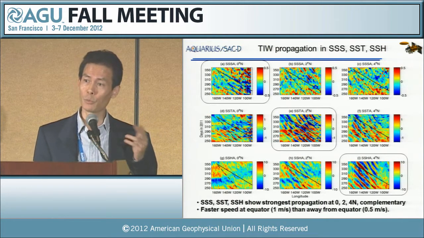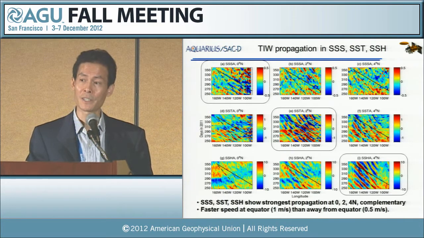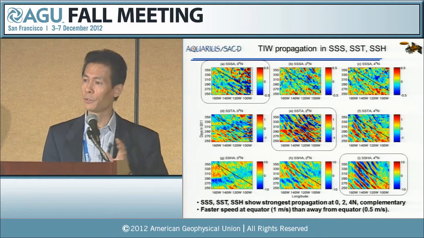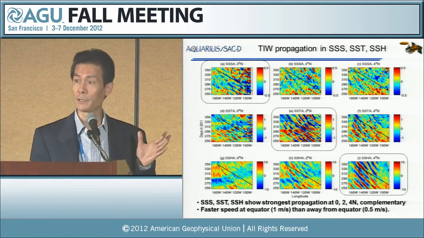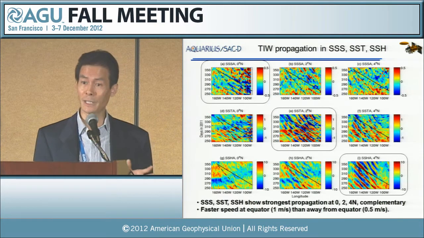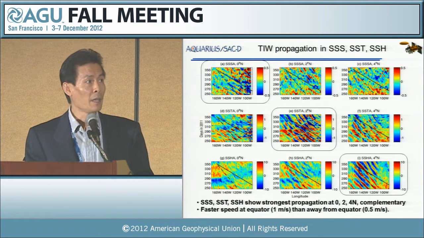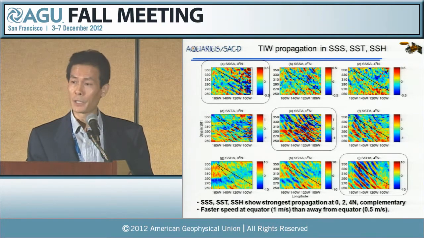So I want to make 2 points with regard to this slide. Point number 1 is that the different satellite sensors are complementary for observing different aspects of the TIW. As I just pointed out, the SSS, SST, and SSH are best for observing waves at different latitudes. And the second point I would like to make is with regard to the propagation speed.